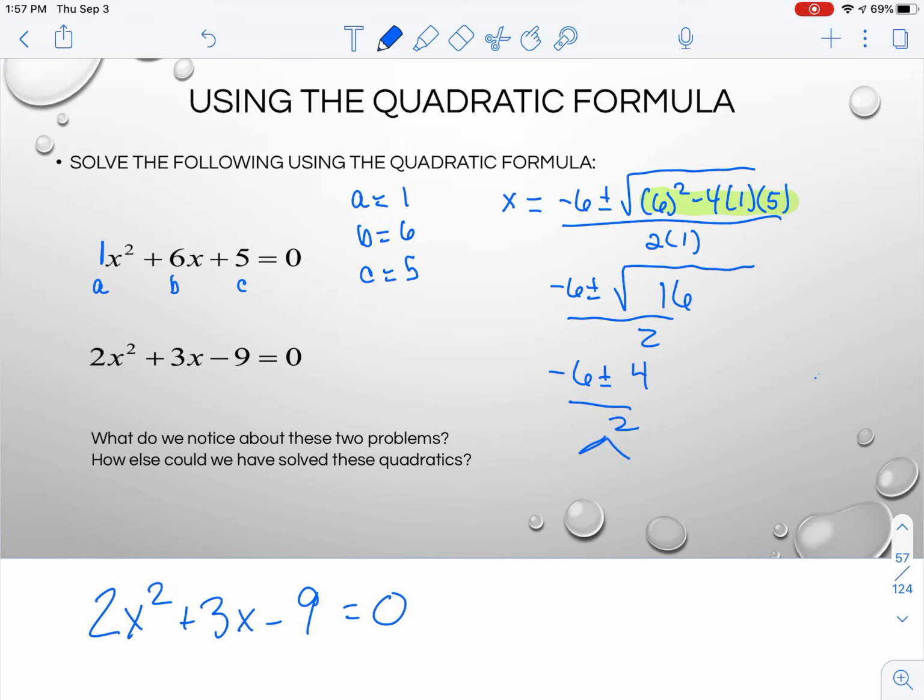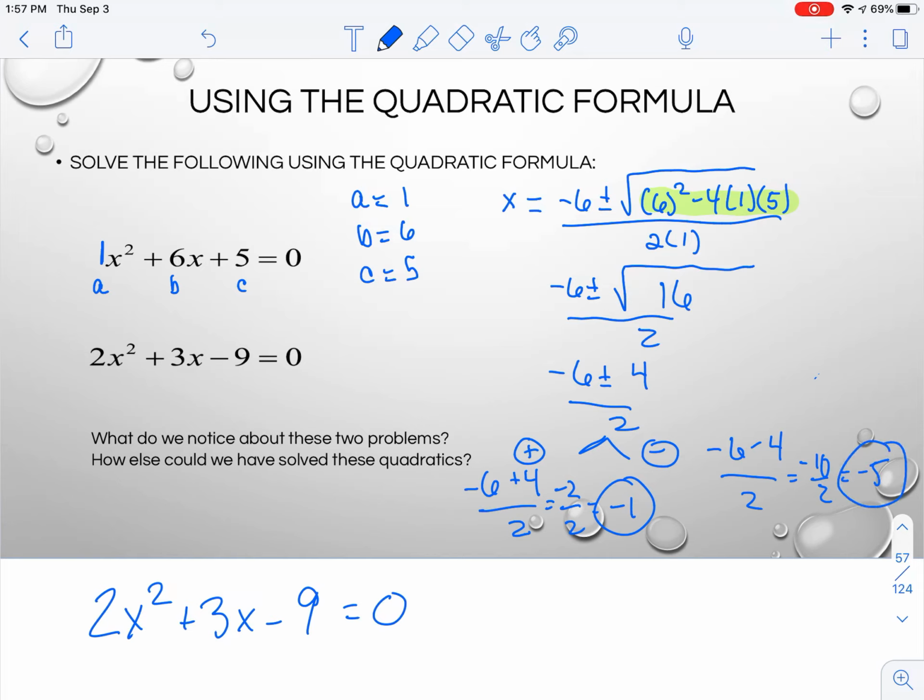And then we can split this. I can do my addition over here, my subtraction here. So negative 6 plus 4 divided by 2, that's negative 2 over 2, which is negative 1. And then negative 6 minus 4 is negative 10. Negative 10 divided by 2 is negative 5. So my two x-intercepts are at negative 1, 0 and negative 5, 0.